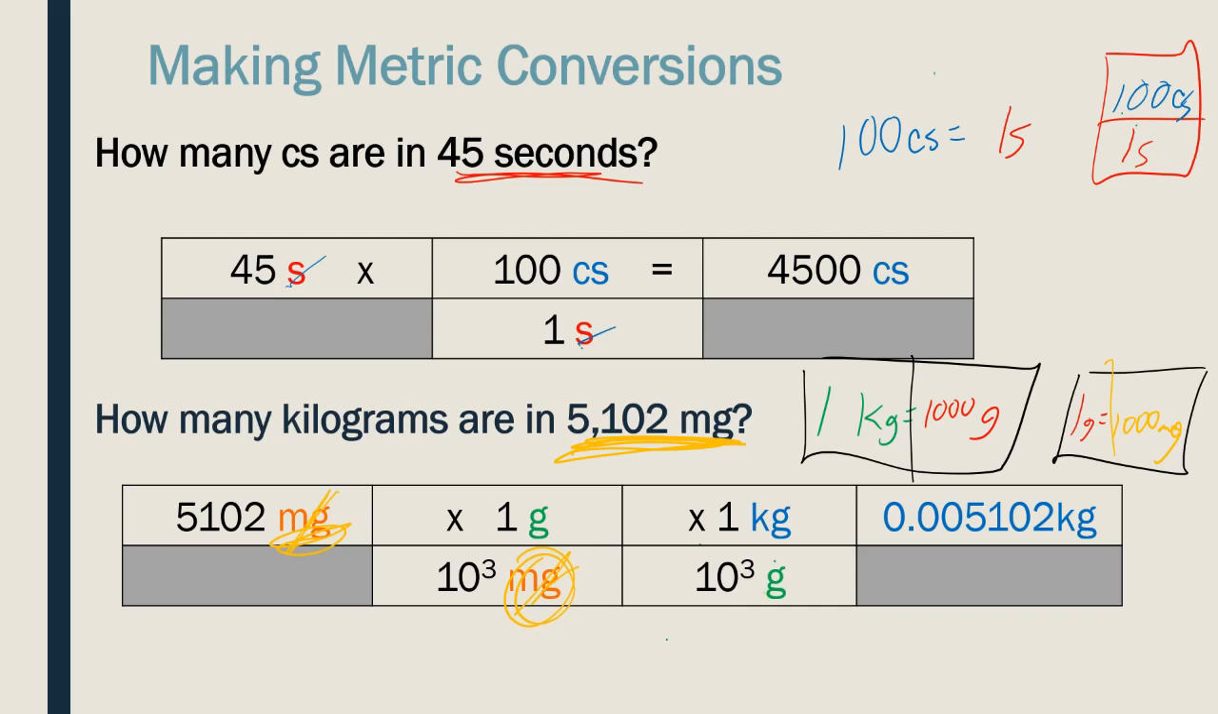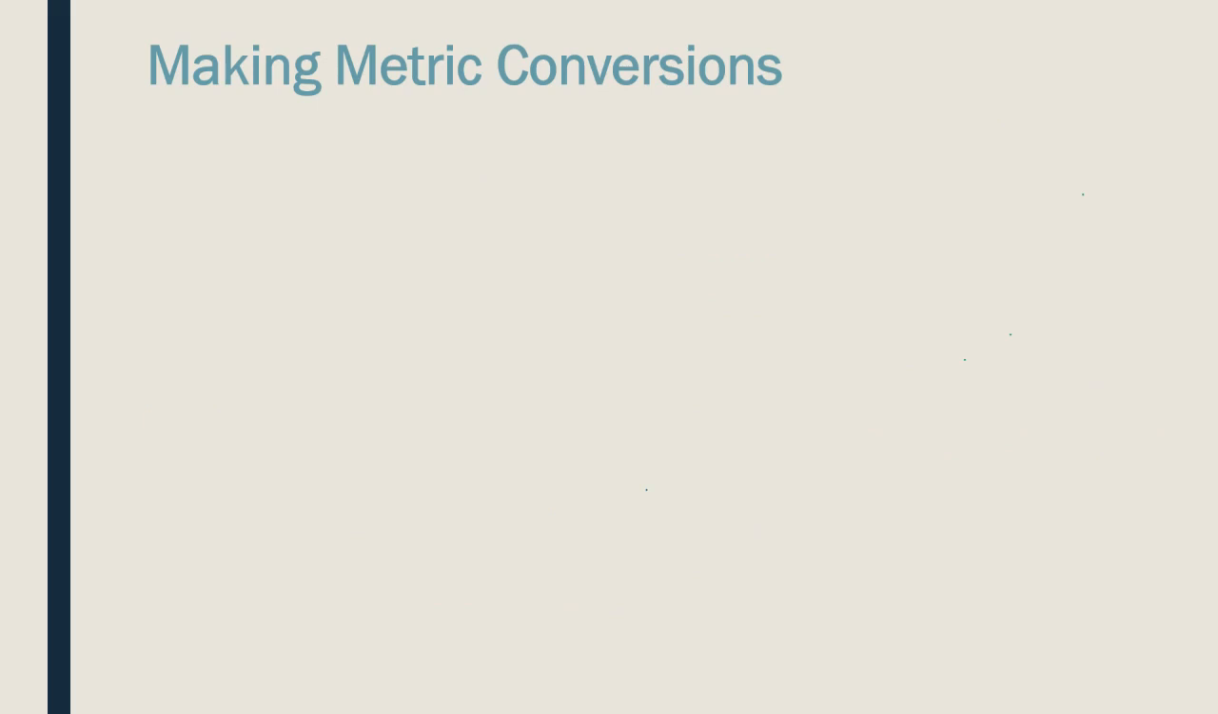And then we want to go from grams to kilograms. So therefore with this thing, we should put that 1,000 at the bottom and then the 1 on the top. And that'll cancel our grams. So then you multiply 5102 times 1 times 1 and divide it by 10 to the 6th. So 5102 divided by 10 to the 6th gives you 0.005102 kilograms.